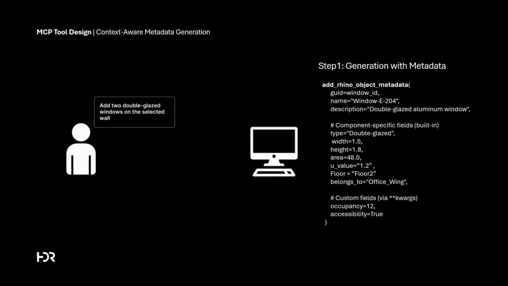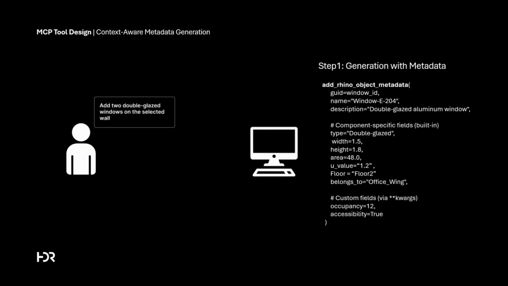When it comes to natural language, we all know it is quite limited when we want to describe a 3D thing. So another thing we did is make the MCP server or the agent easily understand the 3D geometry data in Rhino. For example, the user says, I want to add two double-glazed windows on the selected walls.